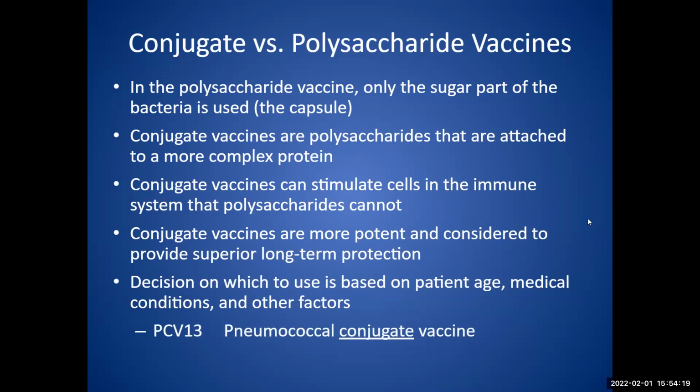So you have the PCV13, which is the pneumococcal conjugate vaccine, or you could get the PPSV23, which is the pneumococcal polysaccharide vaccine. So both of these vaccines are offering protection against pneumococcus, but in different delivery systems. Okay, hopefully that makes sense.